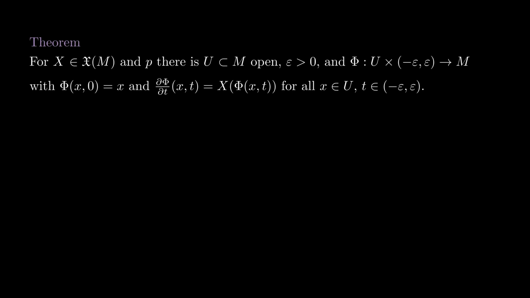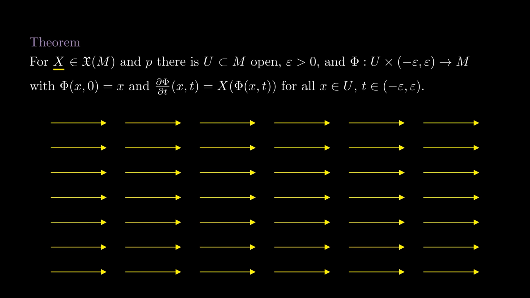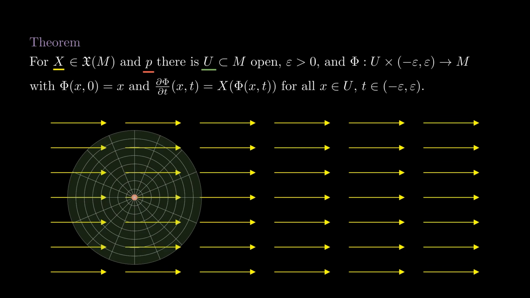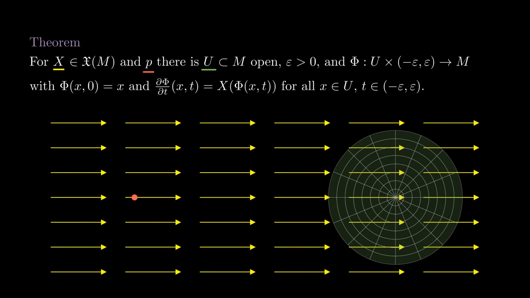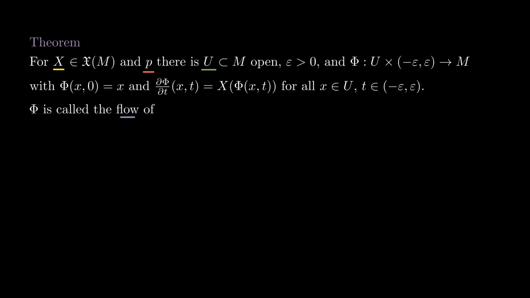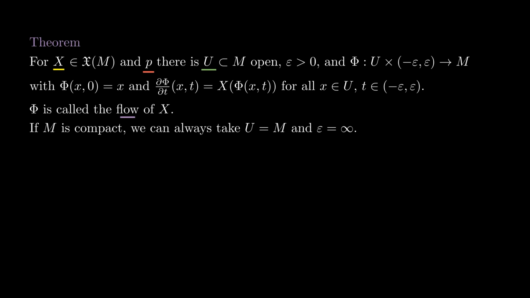We can also consider multiple trajectories at the same time. For any point P in M, there is a region U, a positive epsilon, and a smooth function phi from U times (minus epsilon, epsilon) to M, with the property that phi(x, 0) is x for all x, and the derivative of phi with respect to time at (x, t) is precisely the value of the vector field at phi(x, t). This function phi is called the flow of the vector field x. In general, both epsilon and the set U depend on x, but in the case when M is compact, U can be taken to be M and epsilon to be infinity regardless of x.